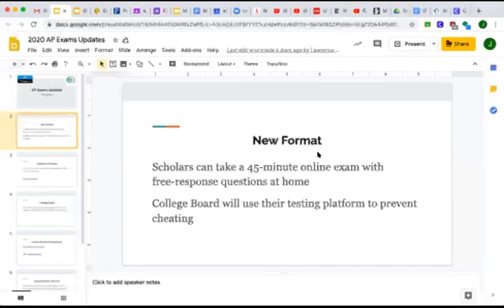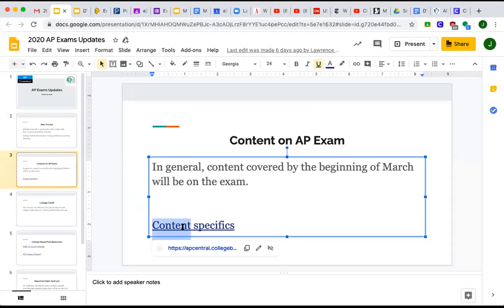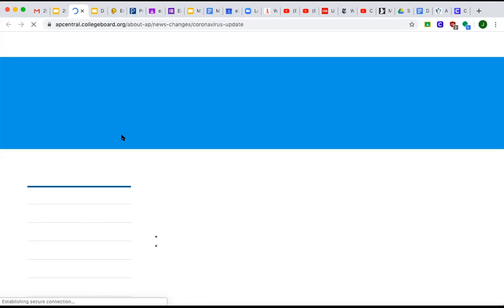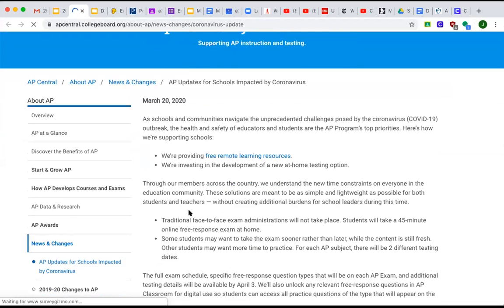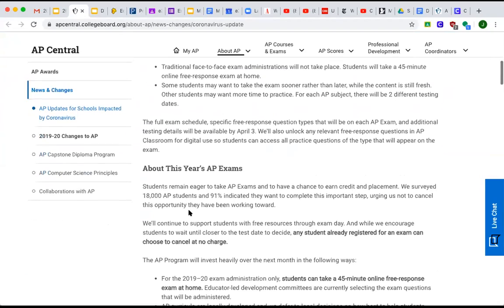Let me see if I can get this other content specifics thing. Wait, Dr. J, do we not know the day, or is it still going to be May 7th? We don't know the date yet. Okay, we don't know the date yet.